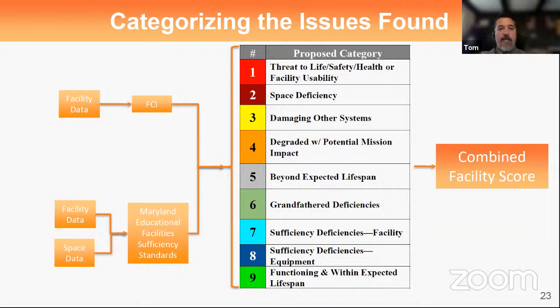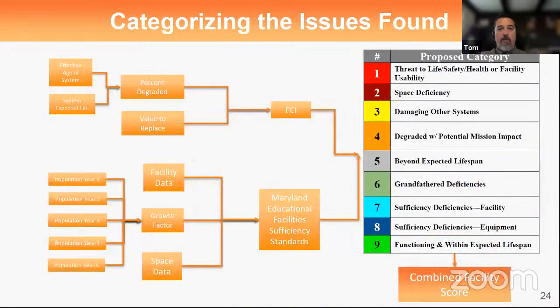You have facility data that obviously informs an FCI, and then you have both facility data and space data that, when applied or measured through these sufficiency standards, then filter into a group of 9 different categories that can be given different weightings to achieve a prioritization and ultimately a combined facility score. On the next slide, we're taking it to a deeper level, with a little bit more detail. It's essentially the same slide, but we're showing some of the details that go into the FCI and what's churned through the sufficiency standards to arrive at those different categories.